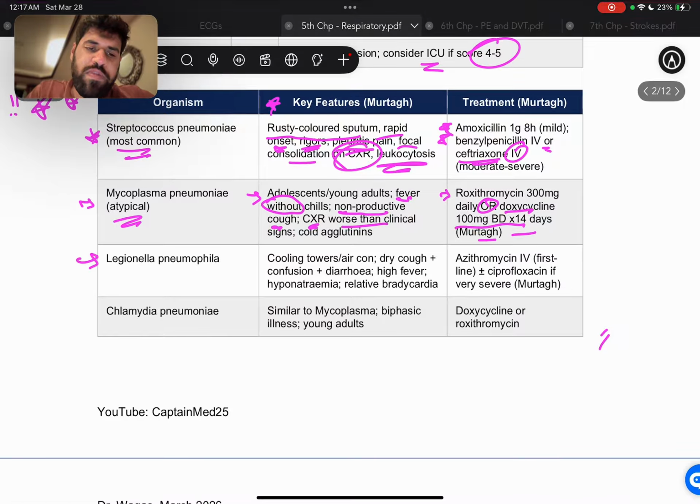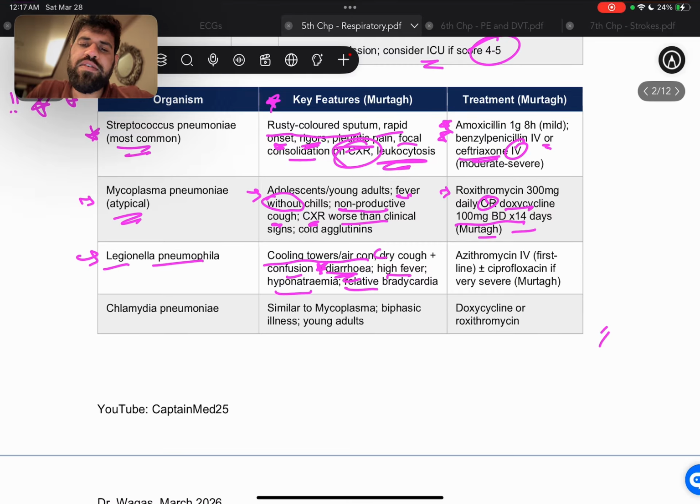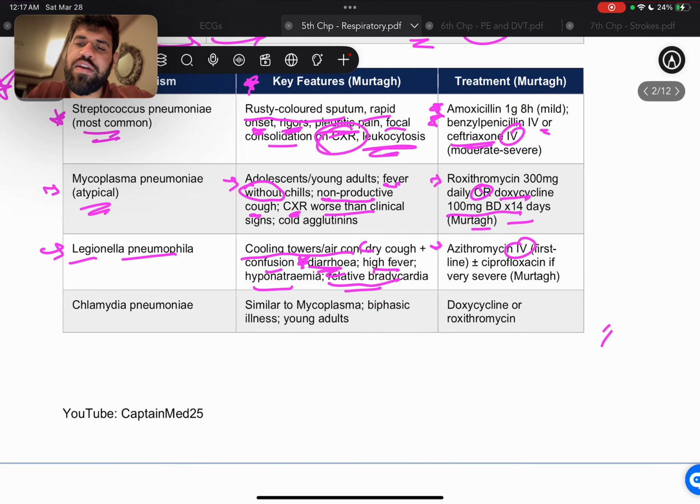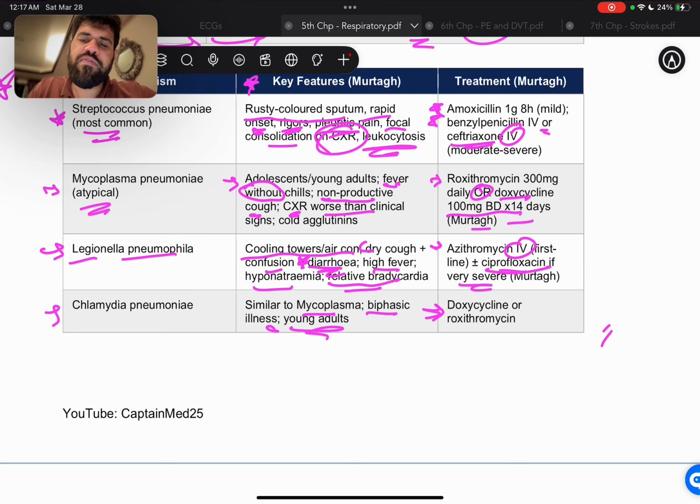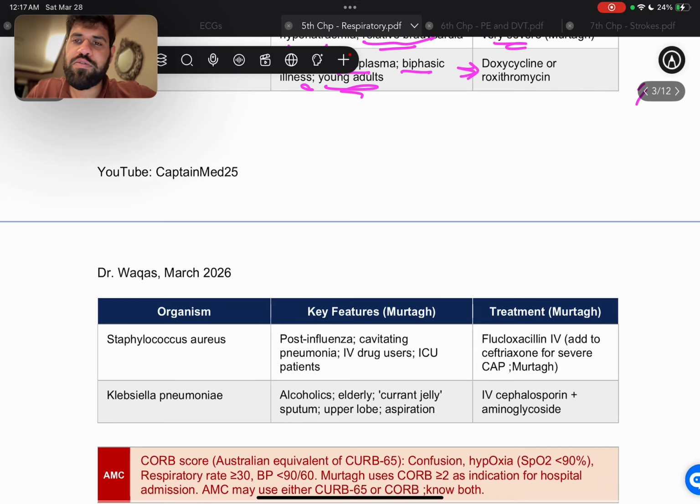Then moving on to Legionella pneumophila: cooling towers, air conditioning, with dry cough, confusion, diarrhea. Now diarrhea is an important factor because if you don't know that this is pneumonia, a lot of differentials can come to mind because of that. All right, they have high fever, hyponatremia, and relative bradycardia. The treatment of choice is going to be azithromycin IV first line, and we add ciprofloxacin if the patient is still severe. Then Chlamydia pneumoniae, it's similar to mycoplasma, a biphasic illness in young adults. For this, we give doxycycline or roxithromycin.